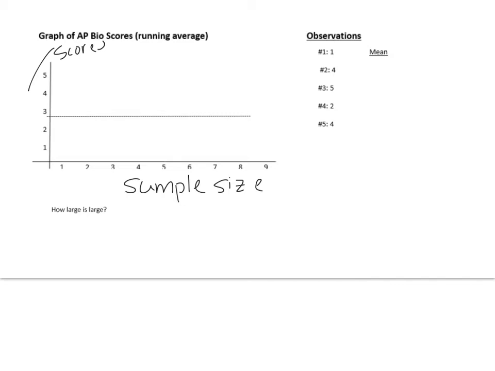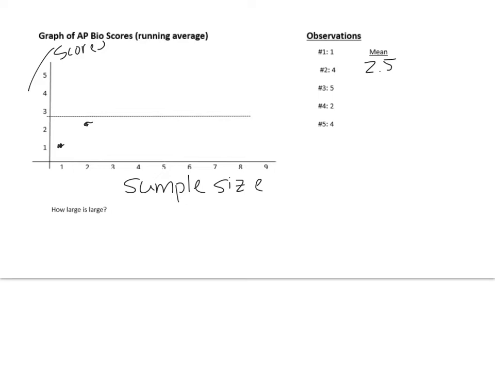If I take observation number 1, the person got a 1. Ooh, that's horrible, but it happens. It's bio. I'm going to plot a point over here at 1. Clearly there's no average because there's only one value. But the second person gets a 4, and that means the average has jumped up to 2.5, because 1 plus 4 is 5, divided by 2 is 2.5. So as the sample size has gone to 2, my running average has gone to 2.5, so I'll put a point here at approximately 2.5.